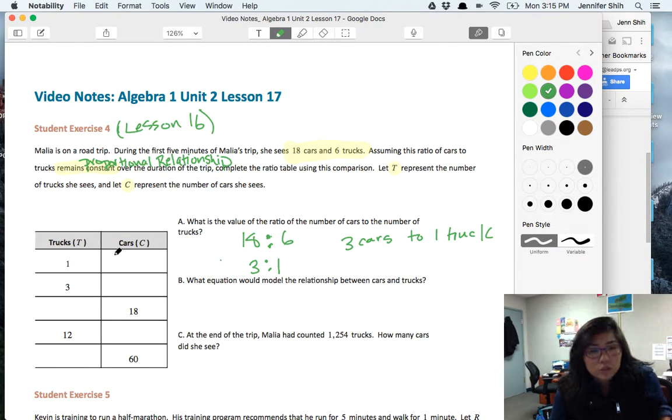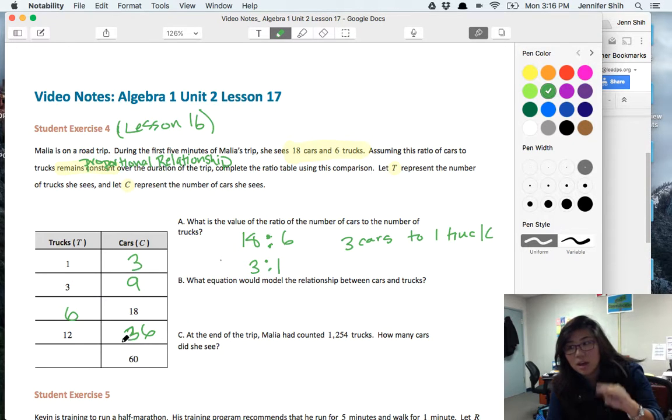So if there is 1 truck, then there are 3 cars. If there are 3 trucks, then there are 9 cars. If there are 6 trucks, there are 18. This was our original information given. If there are 12 trucks, then there are 36, because for every 1 truck, there are 3 cars. So you multiply your trucks by 3. And then to go backwards, if you're given the amount of cars and you need to find the number of trucks, you're going to divide by 3. So it means for 20 trucks, there are 60 cars.